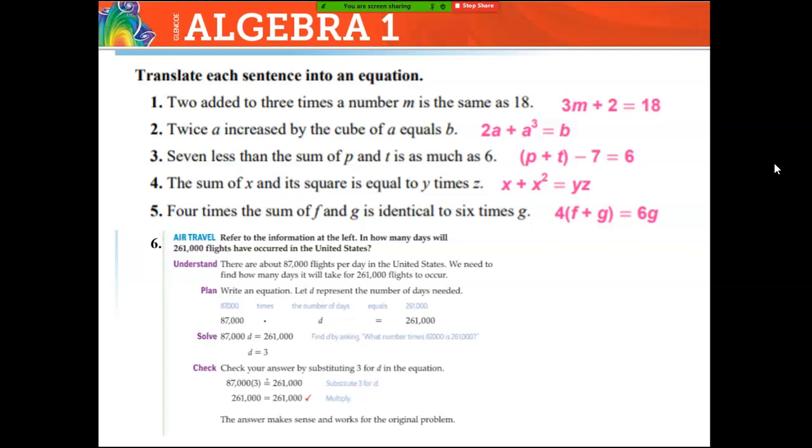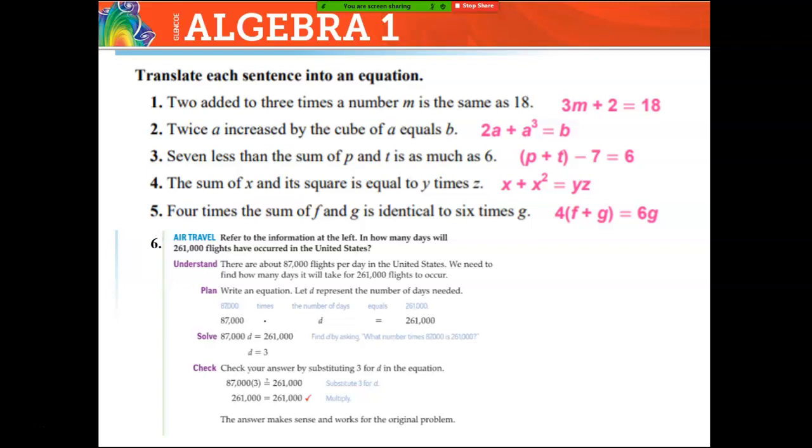All right, for number 1, you should have had 2 being added to 3m plus 2 equals 18. Number 2, 2a squared, 2a plus a cubed equals b. 3, p plus t minus 7 equals 6. 4, x plus x squared equals yz.